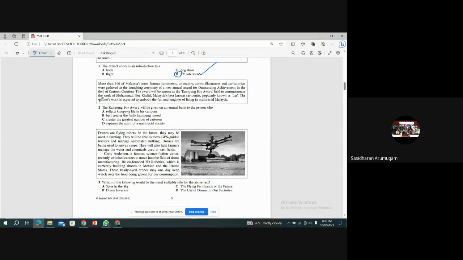More than 100 of Malaysia's most famous cartoonists, animators, comic illustrators, and caricaturists were gathered at the launching ceremony of a new annual award of outstanding achievement in the field of cartoon creation. The award will be known as the Kampung Boy Award, held to commemorate the work of Muhammad Nor Khalid, Malaysia's best known cartoonist, popularly known as Lat. The writer's work is expected to embody the fun and laughter of viewing multiracial Malaysia.